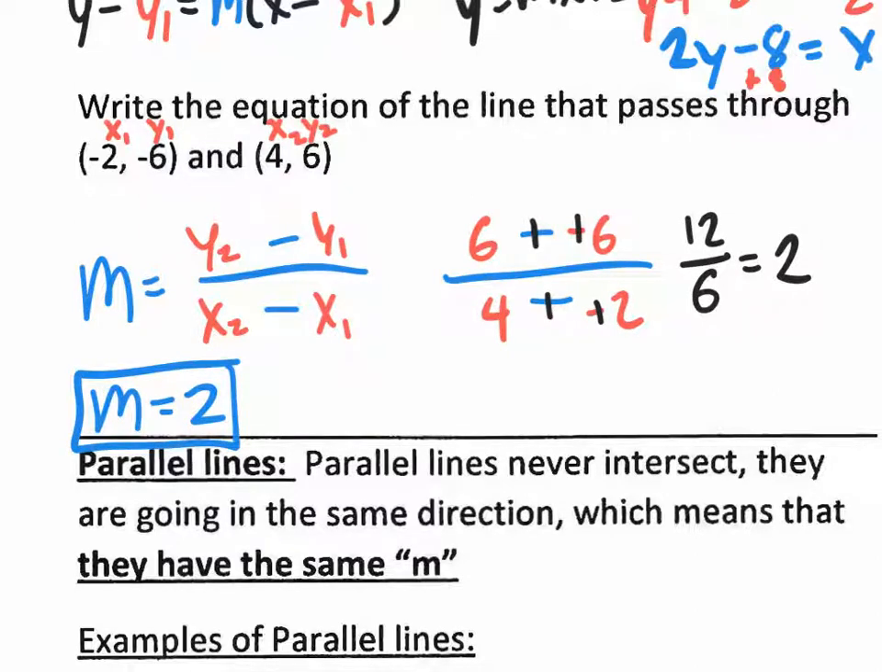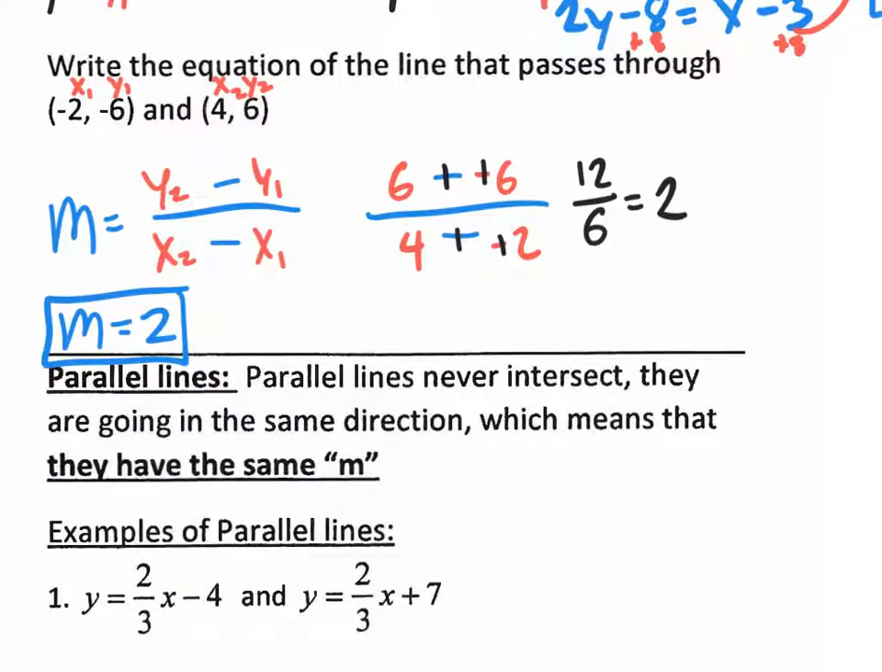Now, in order to write it in slope-intercept form or point-slope form, you need the m value. We have the m value now. So what form would be best? To do slope-intercept, where you need an m and a b, or point-slope form, where you need a point and a slope? Point-slope form. You have a point, you have a slope, you might as well write it in point-slope form. Okay, so from here, let's write it in point-slope form.